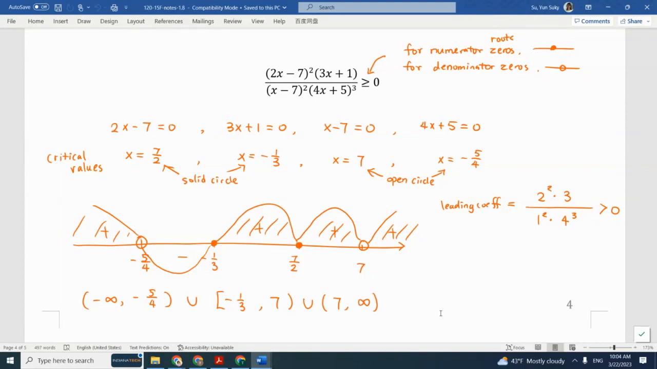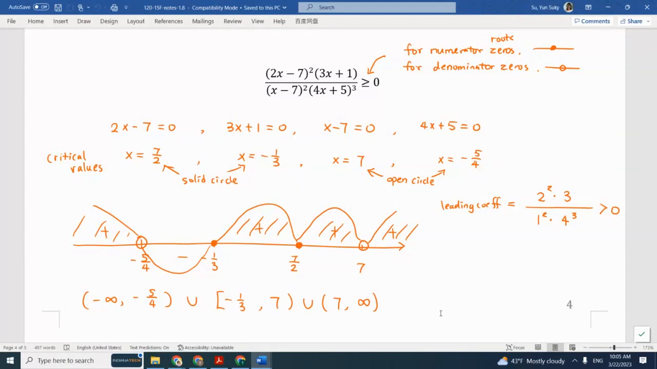Okay? Then step 3. You set each factor equal to 0. Oh, by the way, step 2, if there are more than one fraction, you want to combine them into a single fraction and then factor the numerator and denominator completely. Okay, step 3. Set each factor equal to 0 and solve for x. These are the critical values. Okay? And plot those values on the real number line.